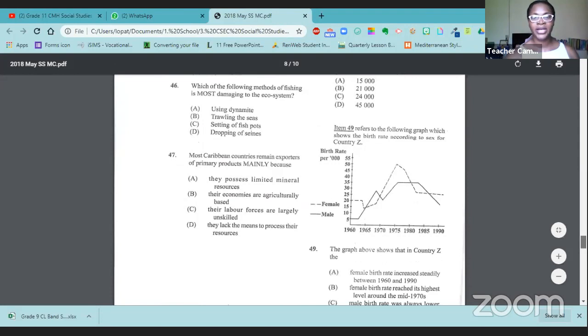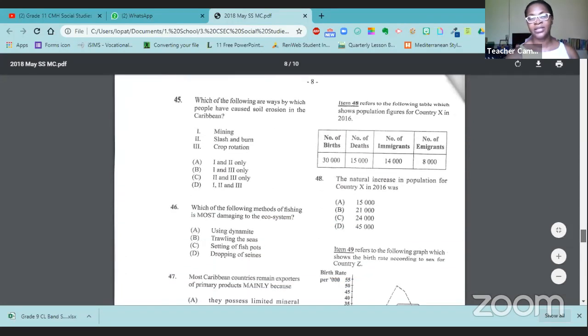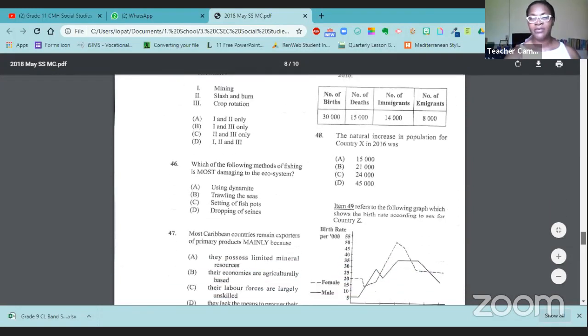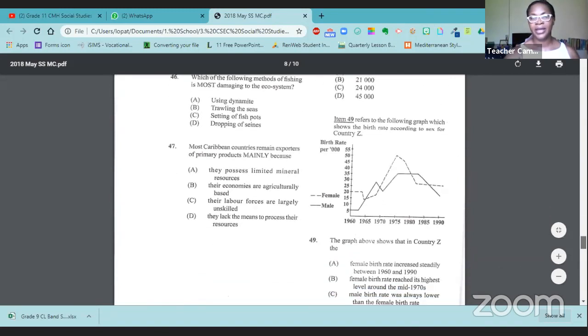47, most Caribbean countries remain exporters of primary products mainly because they lack the means to process their resources. And this is D. We had referred to this in another question. Item 48 refers to the following table, which shows population figures for country X in 2016. And the question says the natural increase in population for country X in 2016 was, and the answer is A, which would be 15,000, because to find the natural increase, you would minus the number of deaths from the number of births. Okay.